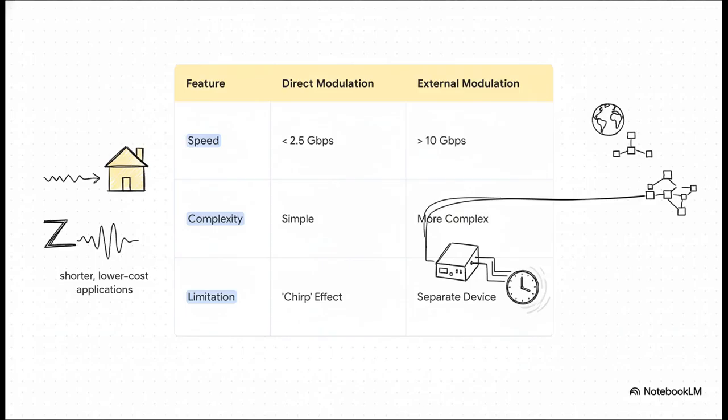So let's just sum this all up, shall we? On one hand, you have direct modulation. It's the simpler, cheaper option for sure, but its speed is limited by that pesky chirp effect, which makes it best for shorter range stuff. Then, on the other hand, you've got external modulation. It's definitely more complex, but its incredible speed and that super pure signal make it the absolute essential choice for the long-haul, high-speed networks that connect our entire planet.